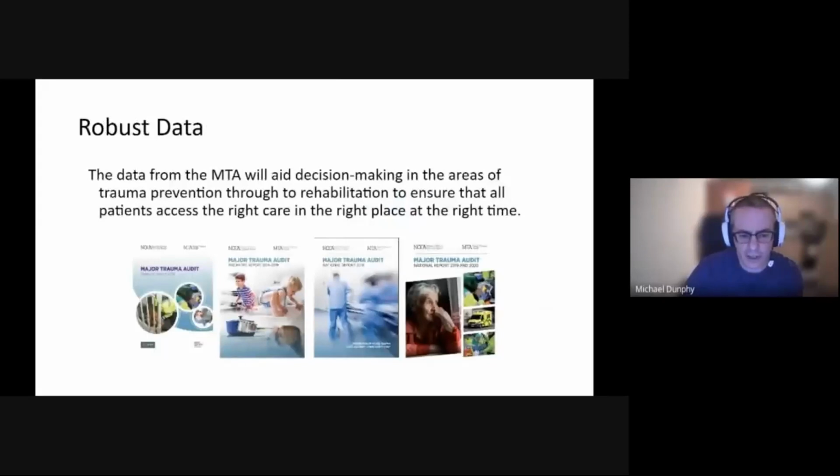So as I mentioned, since 2016, the publication of the first major trauma audit national report, to our most recent report published in 2022, which was delayed by COVID, we now have a robust set of data for Ireland in terms of our trauma management and our trauma care. The data from our major trauma audit is used to help with decision making in the areas of trauma prevention, through to pre-hospital care, to resuscitation care, to rehabilitation, to ensure ultimately that all patients have access to the right care in the right place at the right time.